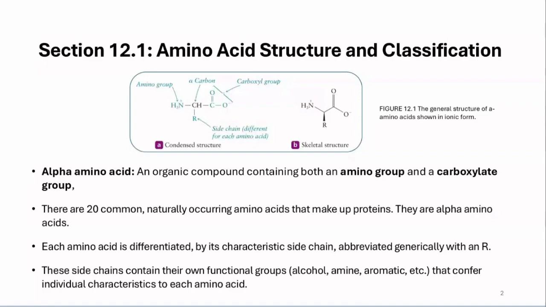The side chains for the amino acids, meaning the R groups, have their own functional groups. It may contain alcohols, amines, aromatic side chains. And because of these R groups, that's what makes the individual characteristics for the amino acids.